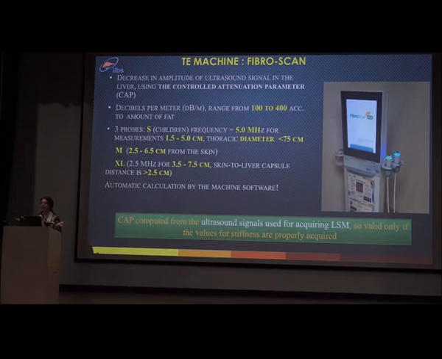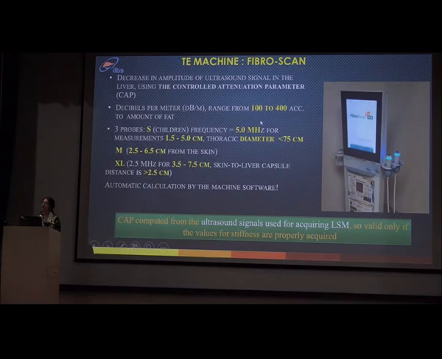Same how many? Hands up. Same probe? Yeah, same probe, absolutely correct. You use the same probe, and the same probe gives you values for CAP and elastography both. Please visit that room once in a while.